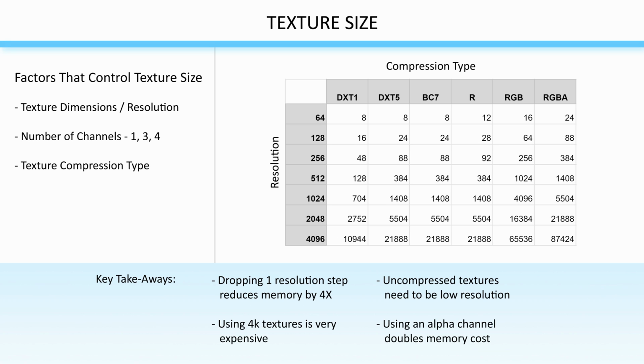All right, the other thing that we can see is that if we use uncompressed textures, these textures need to be relatively low resolution. If I'm using a 4-channel texture that's uncompressed, that's 87 megabytes. And I can take a whole bunch of DXT1 textures and fit them in the same space as one uncompressed 4K texture. So I highly recommend that you not use uncompressed textures unless they're relatively low resolution.